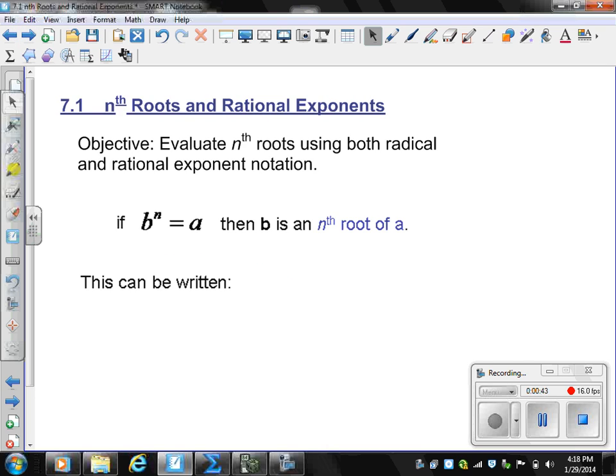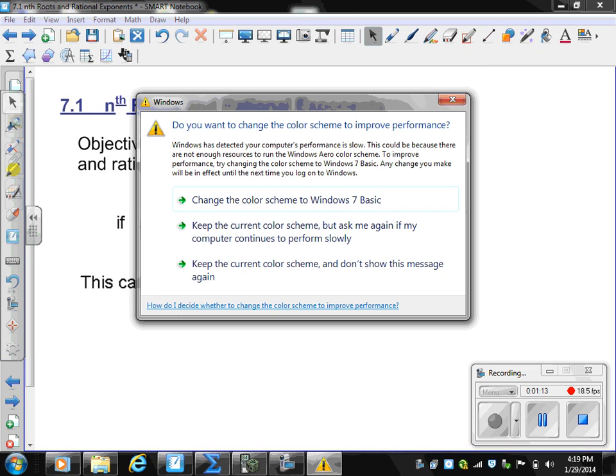So today we're going to look at nth roots and rational exponents, and our objective is going to be to evaluate nth roots using both radical and rational exponent notation, and we'll take a look really what that means. We'll start off right there with what that notation difference is. So first of all, our basic definition of what an nth root is: if we can raise the number b to the nth power and we get another number a, then we say b is the nth root of a. What I mean by that is here.